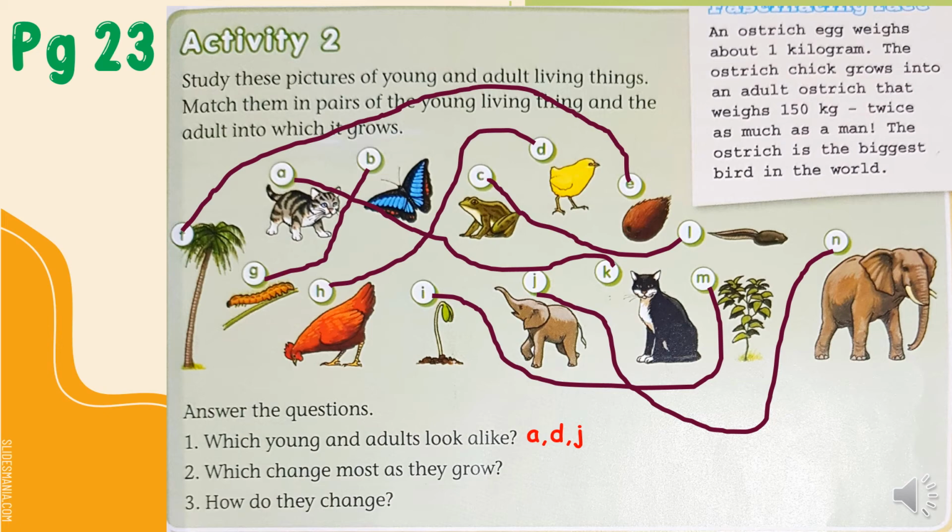Which change most as they grow? The others, you can see what changes. The caterpillar changes completely into a butterfly. Tadpole changes into a frog completely. So you can write E, G, I, L, all these. The coconut also completely changes, right? So you can write them. Okay, so that's it. How do they change? You know, it takes a lot of steps for them to change. So let's skip that.